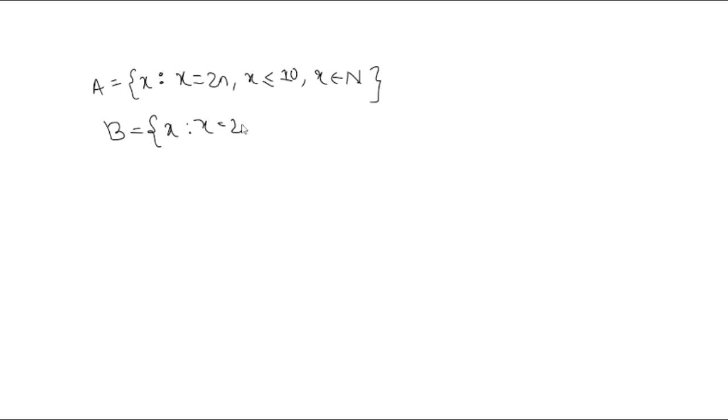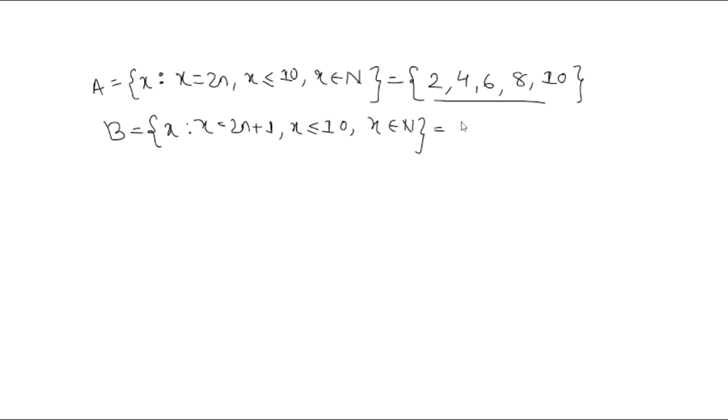Another example of equivalent sets. Let A be a set of all natural numbers that are even and less than or equal to 10. And also let B be a set of x such that x is equal to 2n plus 1, where x is less than or equal to 10 and x belongs to natural numbers. This can also be represented like this, and the second set can be like this.